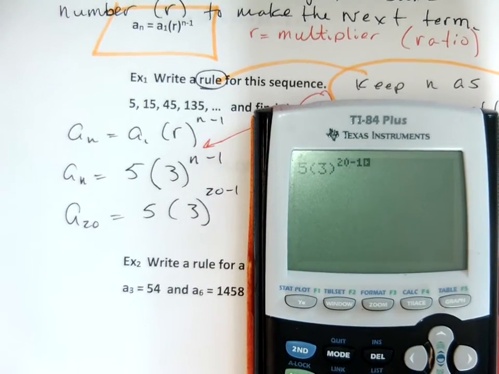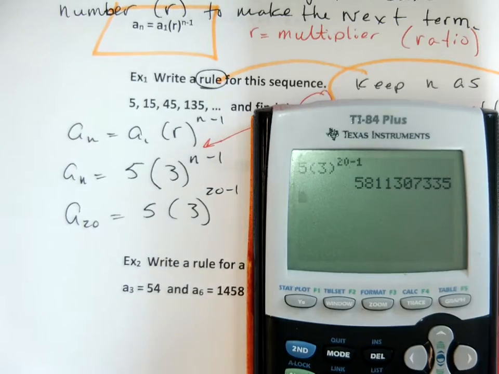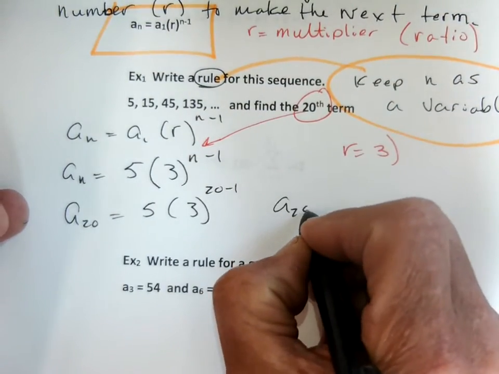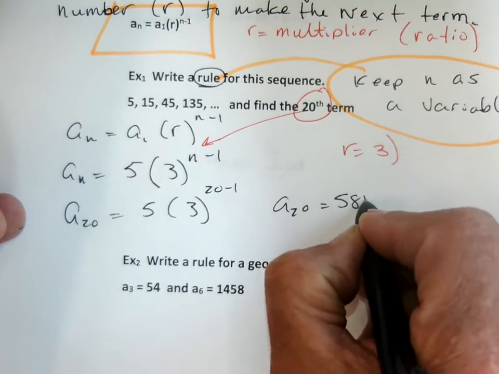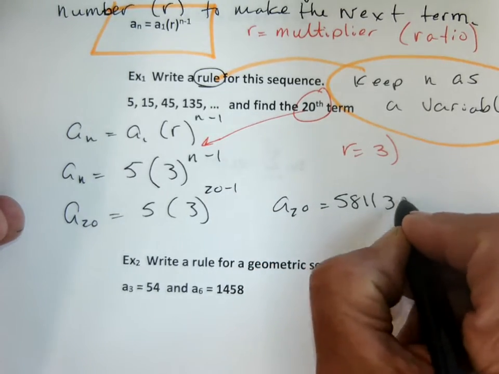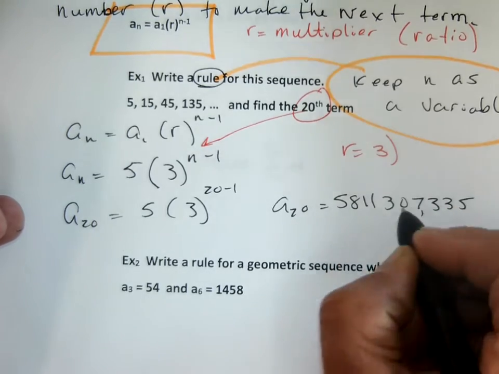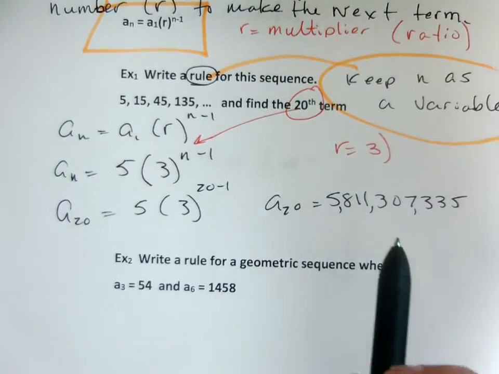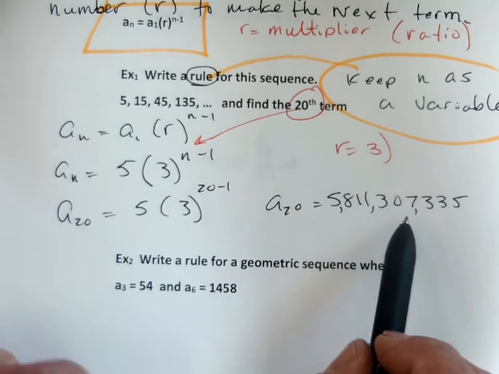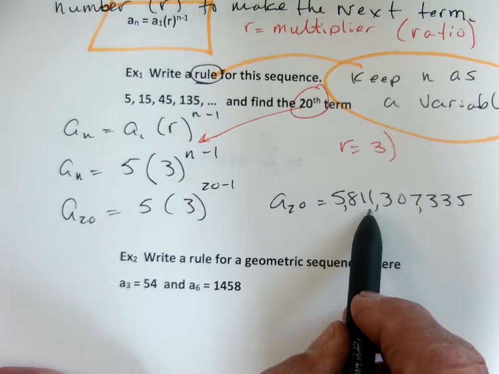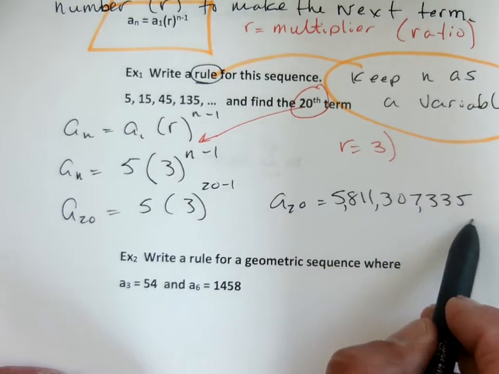And so then the 20th term is, wow, it's a big number. I knew it was a big number, right? Let's see if I can write this down. So A of 20 is, let's see, 5, 8, 1, 1, 3, 0, 7, 3, 3, 5. Put some commas in here so I can figure out what it is. So it is 5 billion, let's see, thousands, yeah, it's 5,811,307,335. Wow.